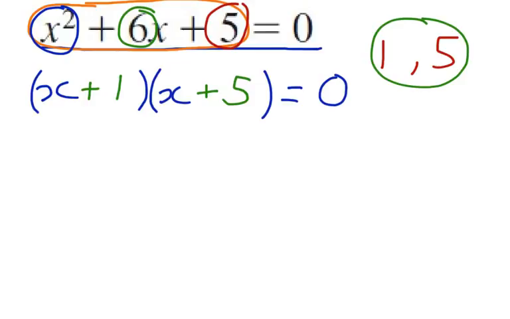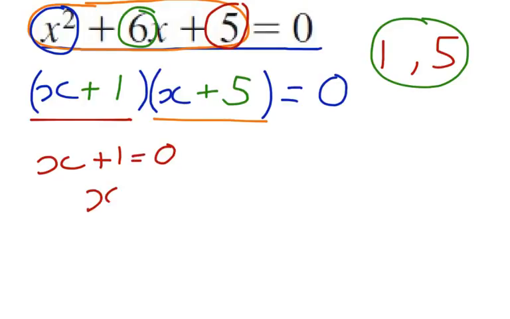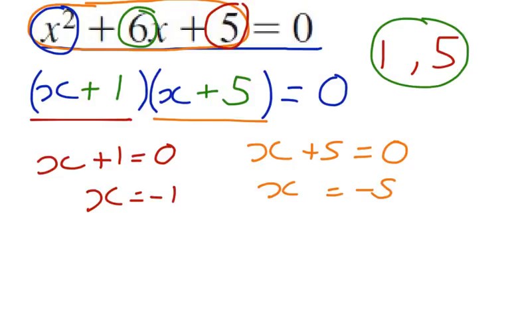Now we solve this by putting each bracket individually equal to 0. Because we know if two things multiplied make 0, then one of them must be 0. So first of all we have x plus 1 equals 0, which gives us x equals minus 1. And secondly we have x plus 5 equals 0, so x equals minus 5. So our final answer is x equals minus 1 or x equals minus 5.